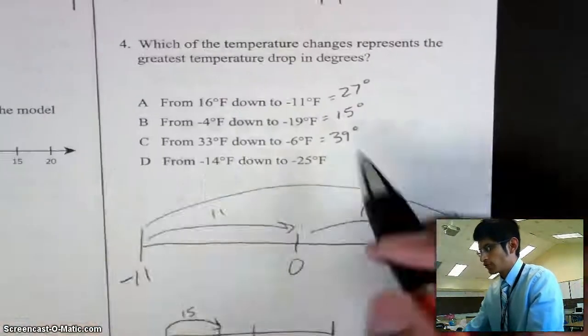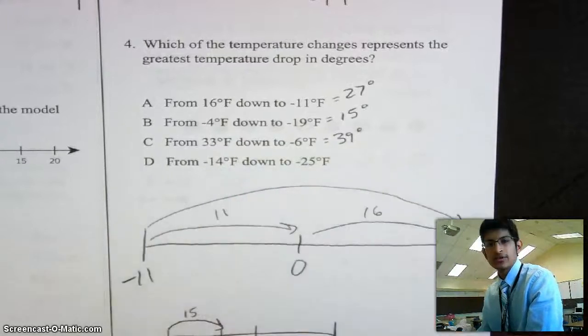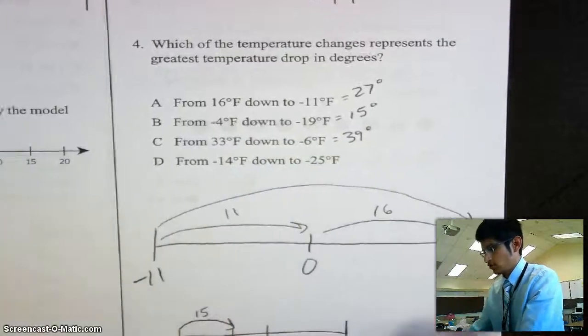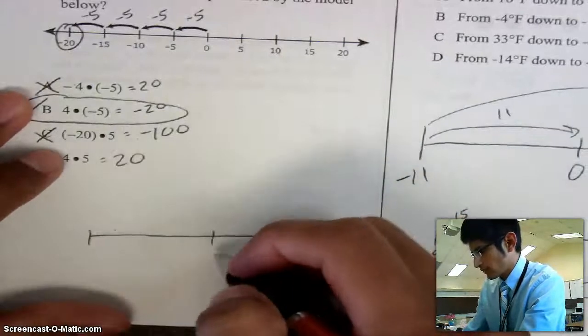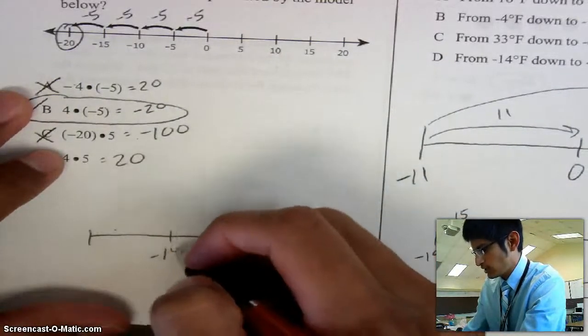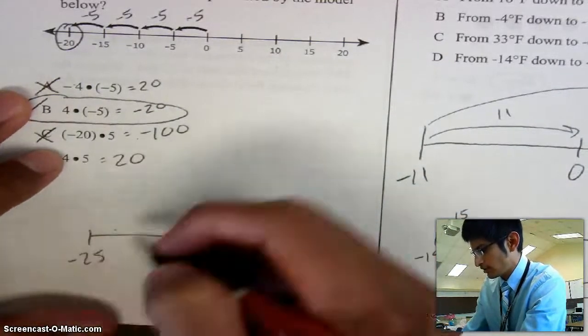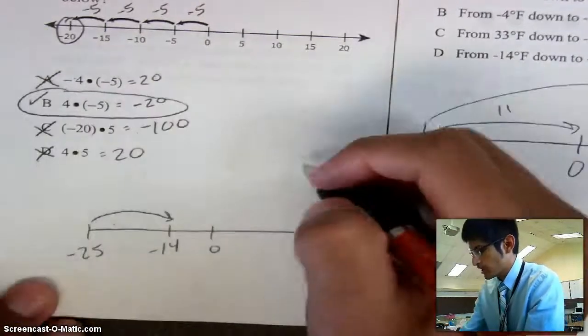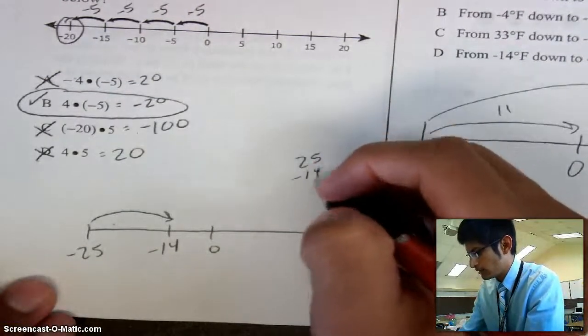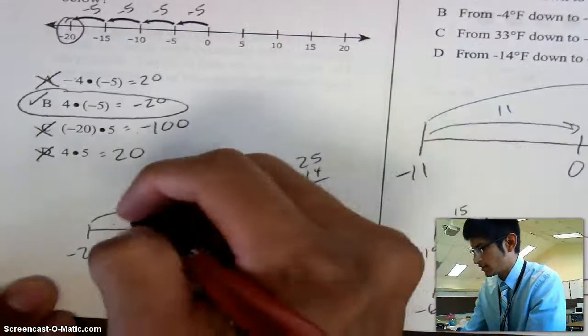And then my last one is from negative 14 down to negative 25. So I ran out of space. Let me work it out over here. Okay, here's negative 14, and here's negative 25. So how far are these two numbers away from each other? I got to subtract that. So subtract 25 minus 14, and I should get 11 degrees.